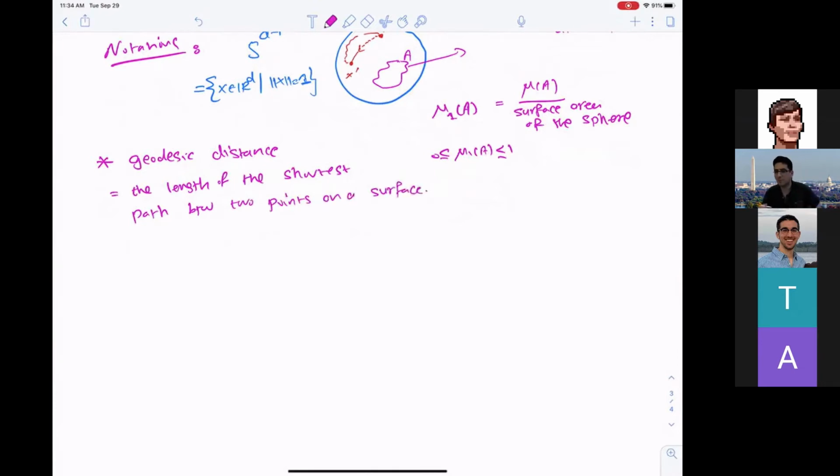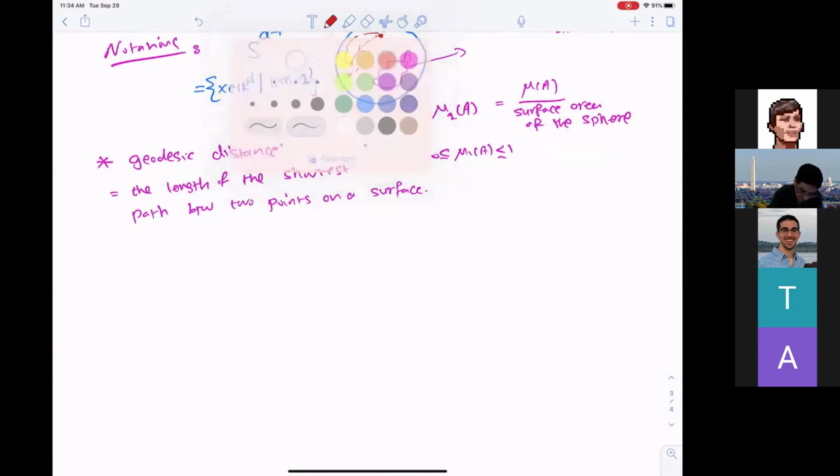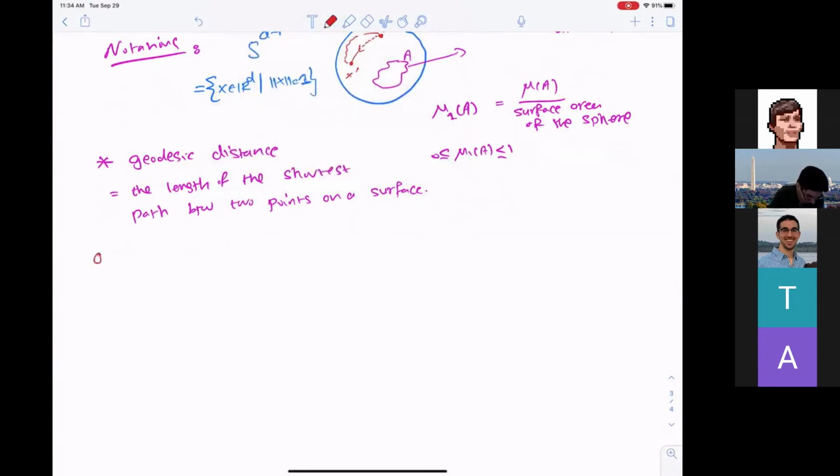It is not defined only for a sphere, right? For whatever surface that you have, you can define this geodesic distance. In particular, we have this really nice relationship on the sphere.